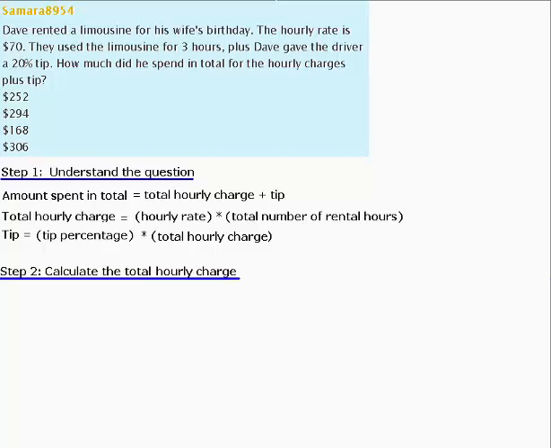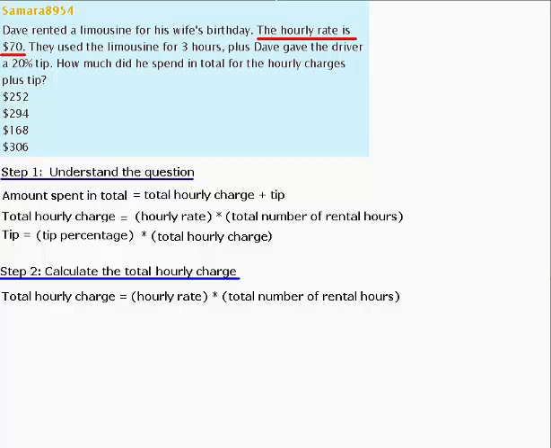Step 2 requires that we calculate the total hourly charge. In the previous step, we learned that the total hourly charge is simply the product of the hourly charge multiplied by the total number of rental hours. If we go back to the original question, we are told that the hourly rate is $70. That is, for every hour that Dave is renting the limousine, he is being charged $70. Now the hourly rate we're multiplying by the total number of rental hours. The question tells us that Dave and his wife used the limousine for 3 hours.